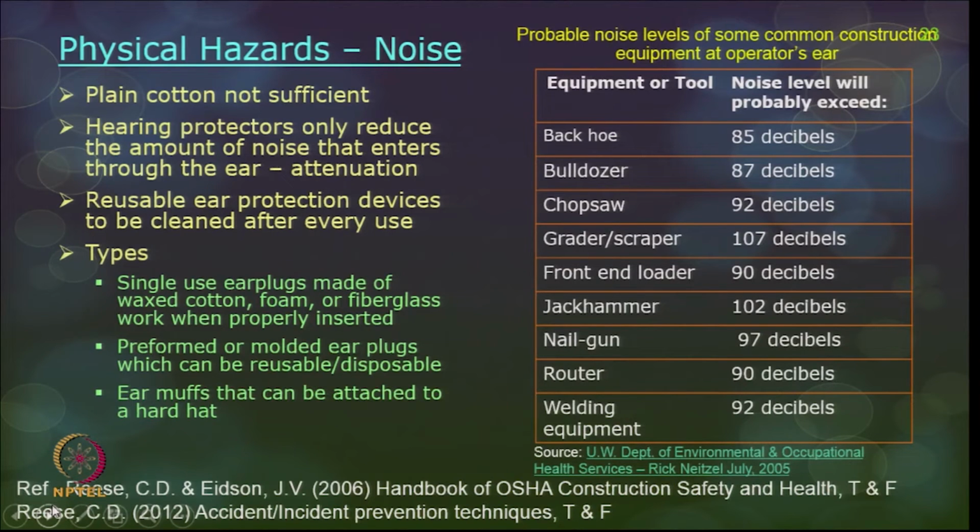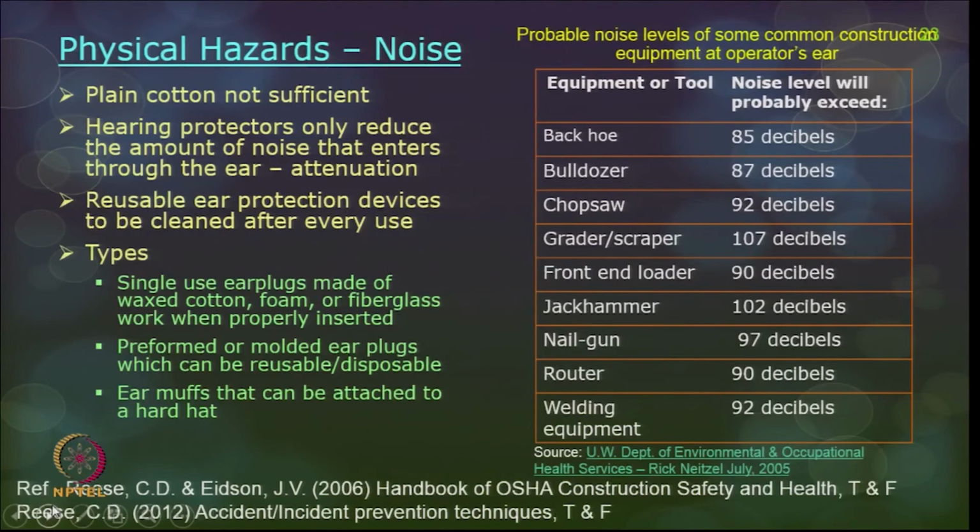If you look at the different equipment available in a construction site, most of it generally produces sound above 80 decibels. This is also given by the Environmental and Occupational Health Services department. So, backhoe 85 decibels, bulldozer 87 decibels, chop saw 92 decibels, grader or scraper 107, front end loader 90, jackhammer 102, nail gun 97, router 90, welding equipment 92.